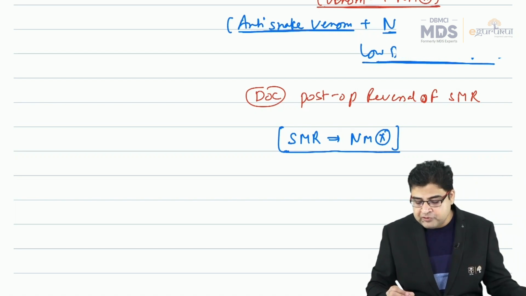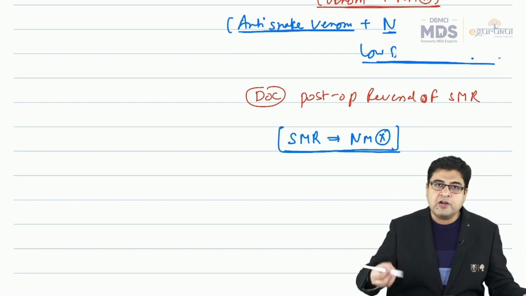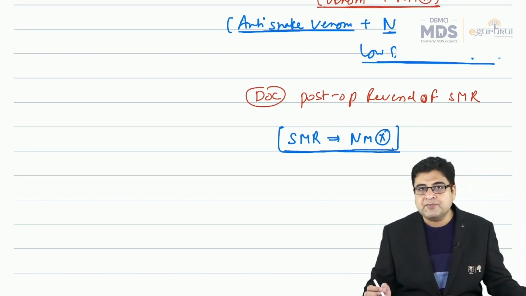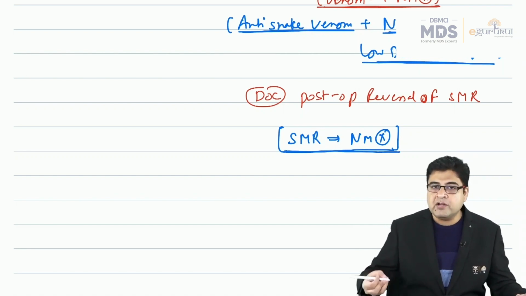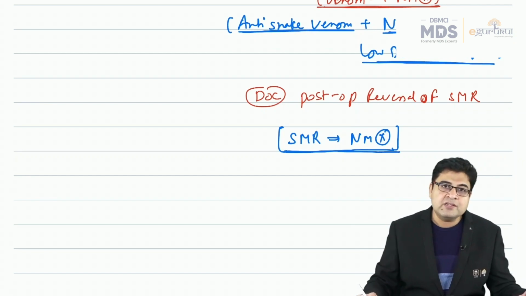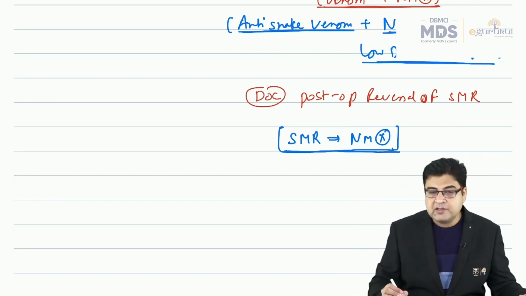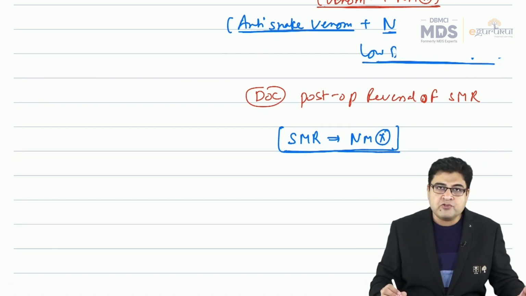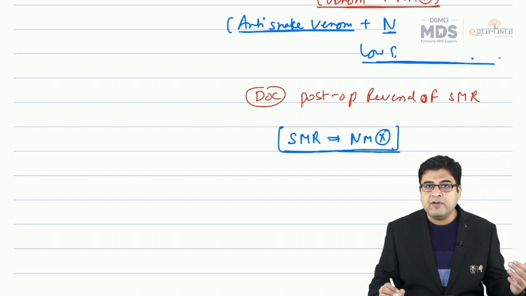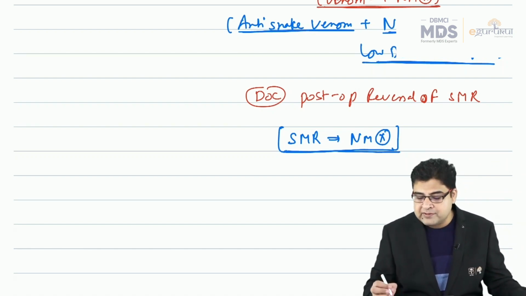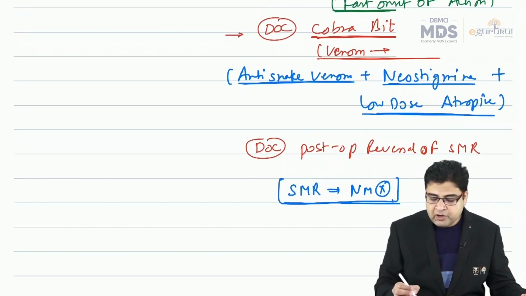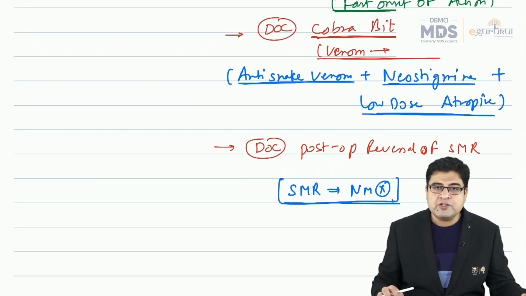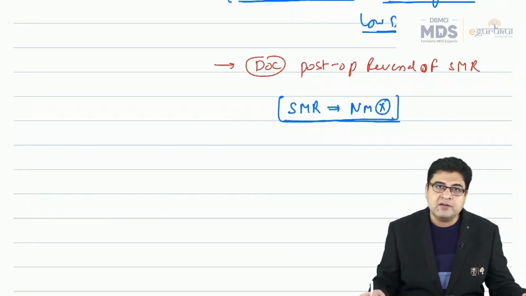And when we want the patient to breathe by himself, we want a reversal of skeletal muscle relaxant. And if we want a reversal of skeletal muscle relaxant, we have to give a drug that should act very fast, and the drug is neostigmine. So neostigmine is also considered a drug of choice for post-operative reversal of skeletal muscle relaxant, because here again we require a fast action. So it is a drug of choice for cobra bite. It is also a drug of choice for post-operative reversal of skeletal muscle relaxant.